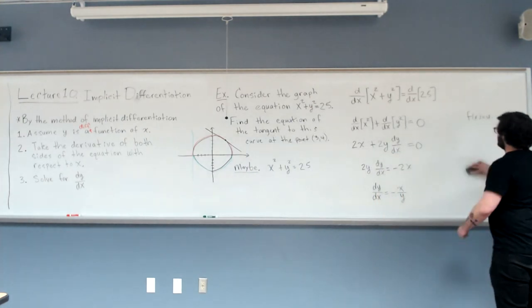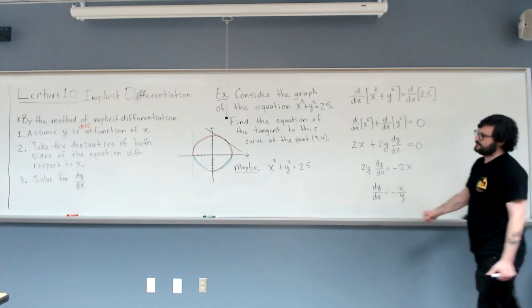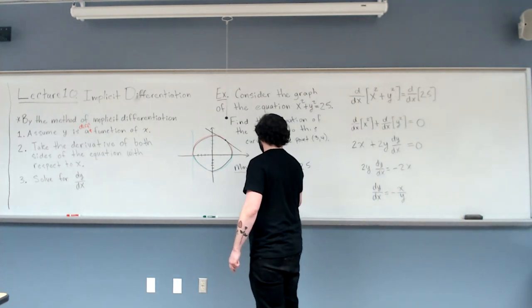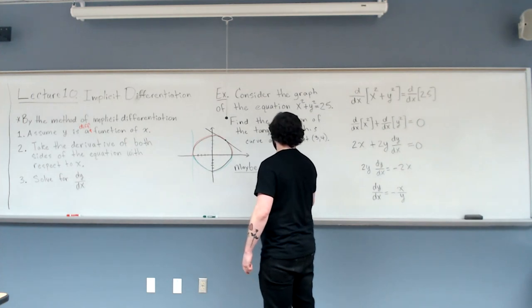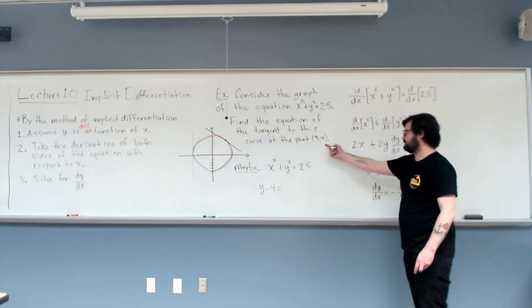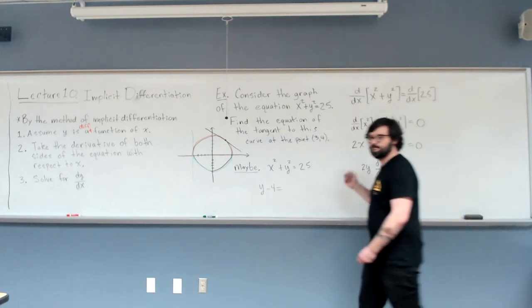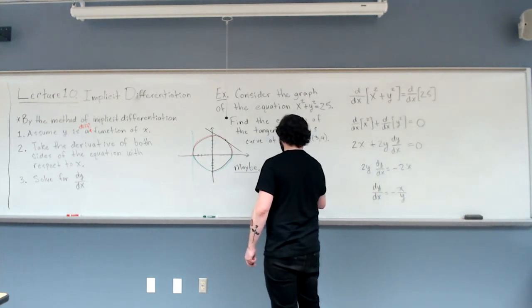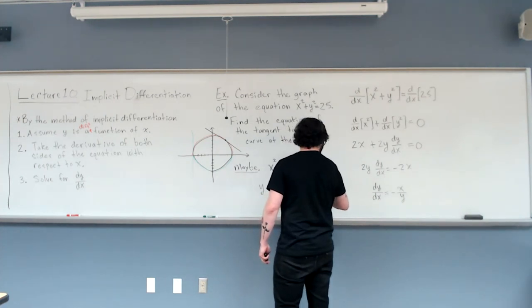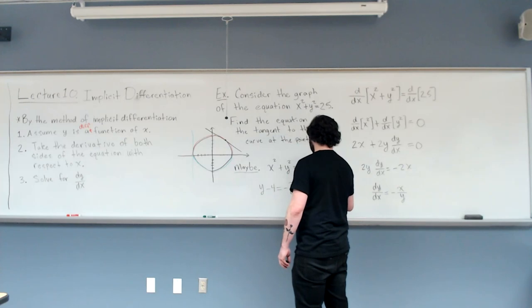And now we're done. We want to know the equation of the tangent line. It's just this. Y minus 4 is equal to m. So the slope at that point is just what? Negative 3/4, times x minus 3.